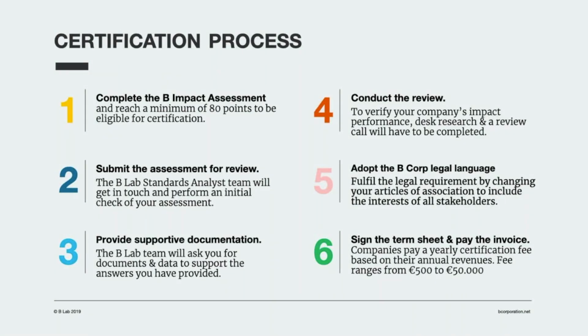The company has to complete 6 steps to acquire B Corp certification. Right now, you are likely in step 1, completing the B Impact Assessment to reach the 80-point bar. Once you have completed step 1, you can submit the assessment and prepare for the review to be conducted. We will ask you to provide supportive evidence, such as documents and data, to verify your answers. You will also have the opportunity to provide additional explanation of your answers in a review call.